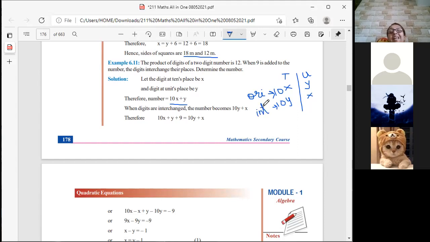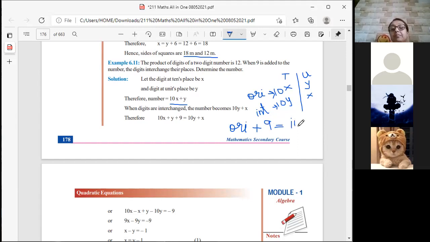When 9 is added to the number, the digits interchange their places. So if I add 9 to the original number, it will become the interchanged number. Original number plus 9, if I do, will it become the interchanged number? When 9 is added, the digits change their places. So original number plus 9 will become the interchanged number, beta? Yes or no?